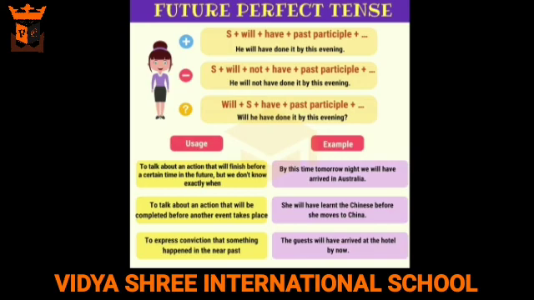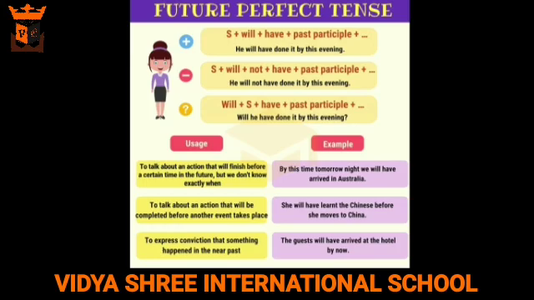And the form of future perfect tense in affirmative sentence is subject plus will plus have plus third form of verb, or you can say past participle form of verb. In negative, it is subject plus will plus not plus have plus past participle form of verb. And in interrogative sentence, it is will plus subject plus have plus past participle form of verb. Let us now discuss about its usage.